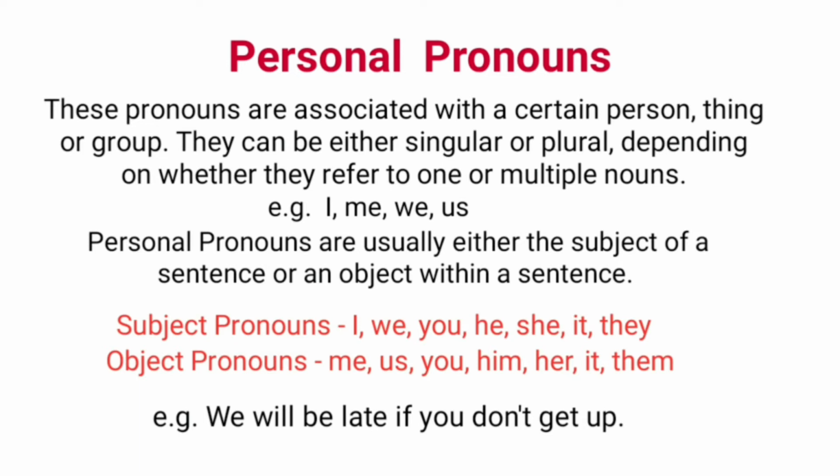Personal pronouns are usually either the subject of a sentence or an object within a sentence. Subject pronouns are I, we, you, he, she, it, and they. Object pronouns are me, us, you, him, her, it, and them. For example, we will be late if you don't get up. In this sentence, we is a subject pronoun and you is an object pronoun.